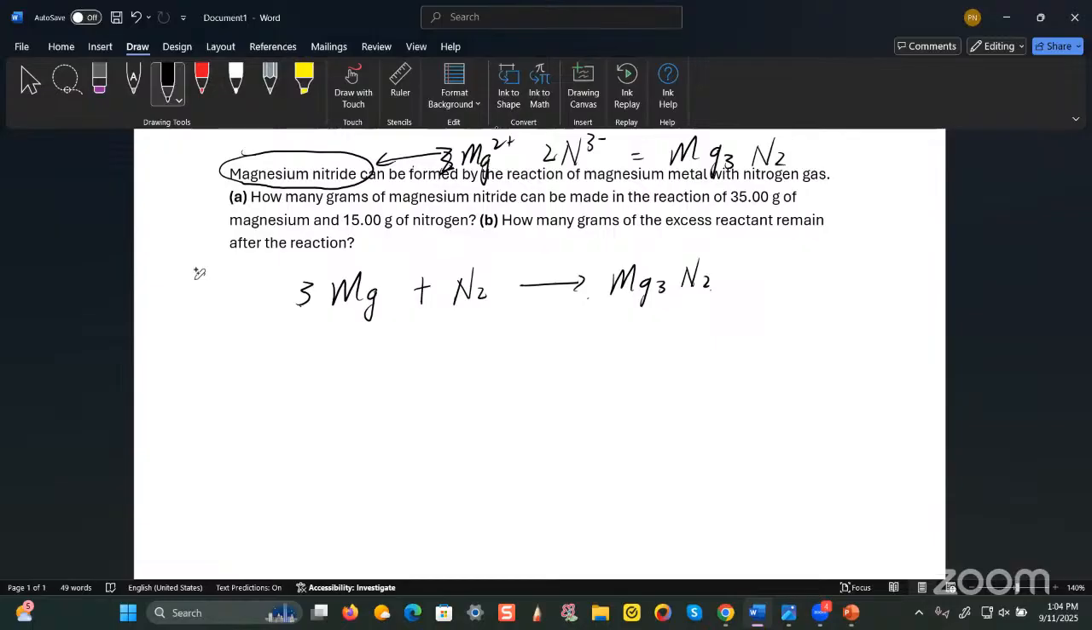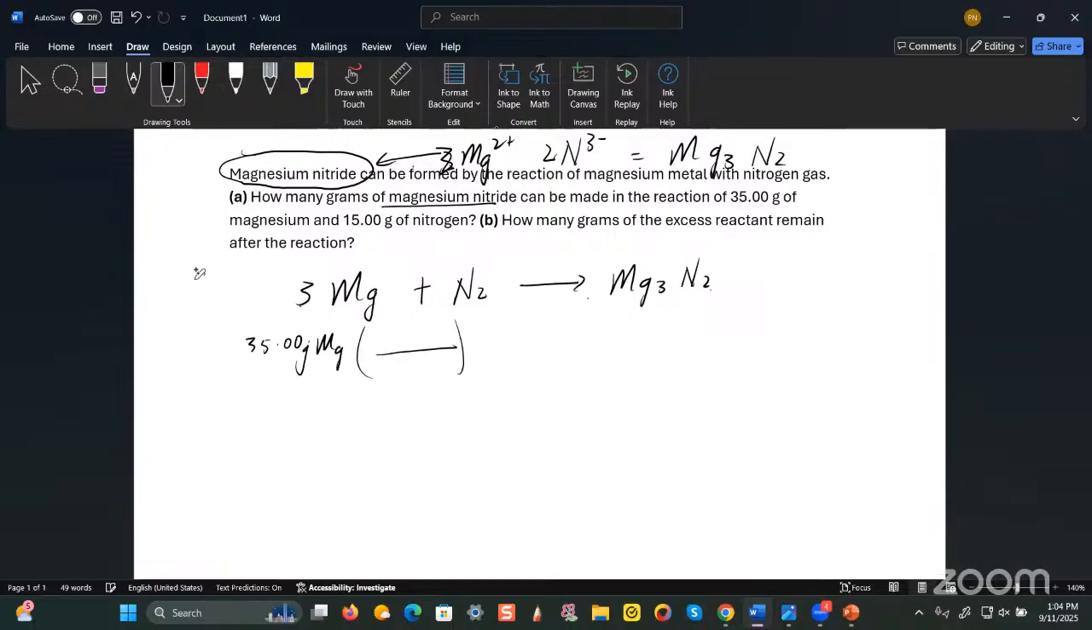Now, the question is asking for how many grams of magnesium nitride can be made in a reaction of 35.00 grams of magnesium and 15.00 grams of nitrogen. As I said before, if you look in different textbooks, you'll see different methods. But the way I'm going to show you is that you start off with each reactant and determine, based on each reactant amount, how much of the product you expect to get. So in this particular case, I'm going to start off with the 35.00 grams of magnesium, and then convert that to moles.